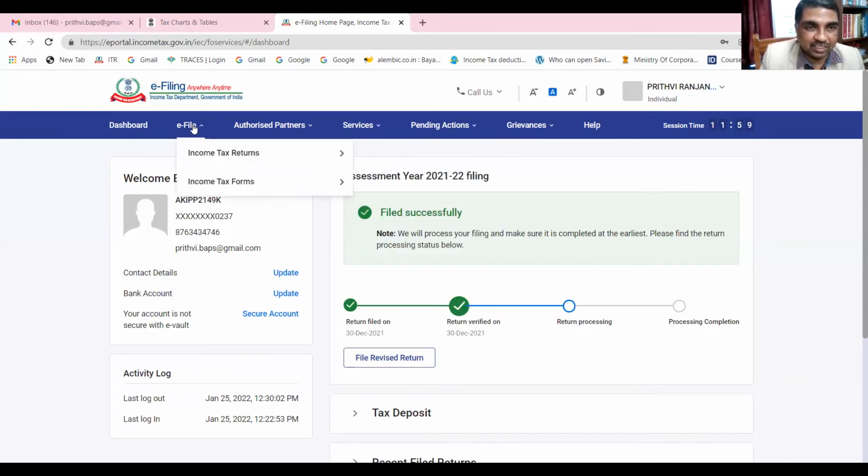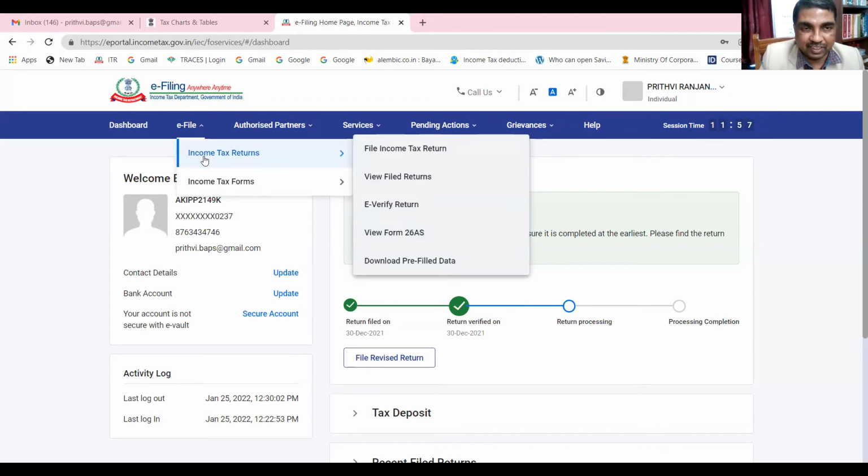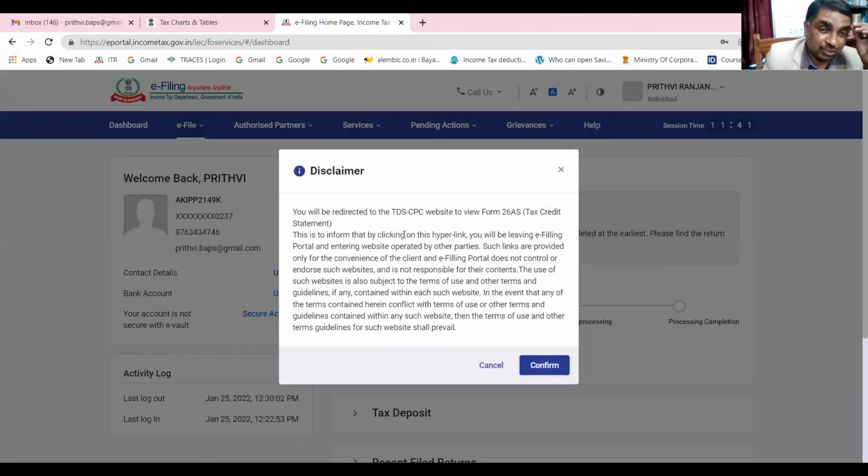Now you see, this is the e-file. Under that you see income tax returns. Are you able to see here? Yes, sir. What we are looking for is the view of Form 26AS.